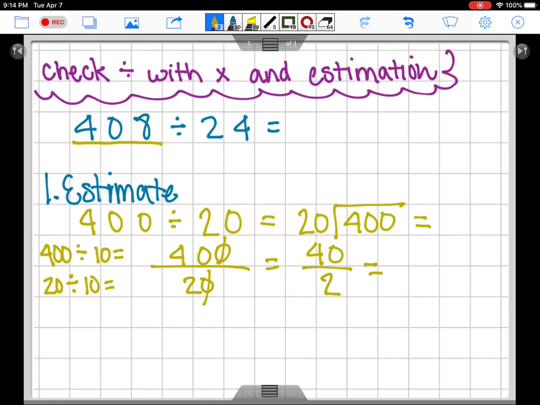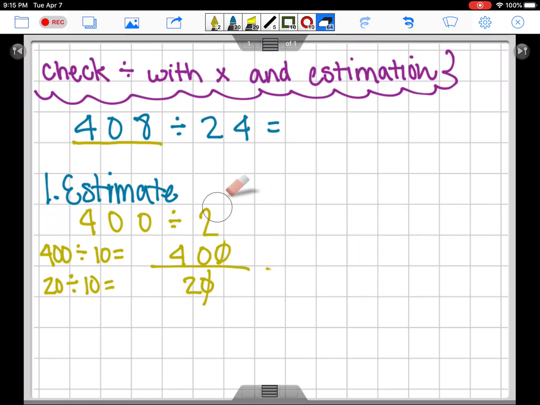What number plus what number is going to equal 40? Because we're talking halves here. 40 divided by 2 is going to be 20. So we know that 400 divided by 20 actually equals 20. That's lovely. Beautiful. All right, guys, so now we found our estimated quotient. I'm going to clean up my space a little bit, and we will move on.